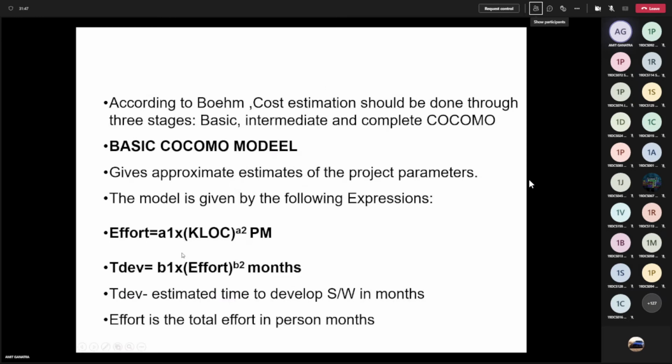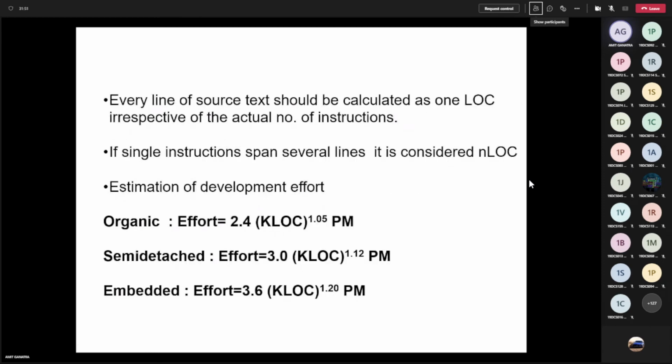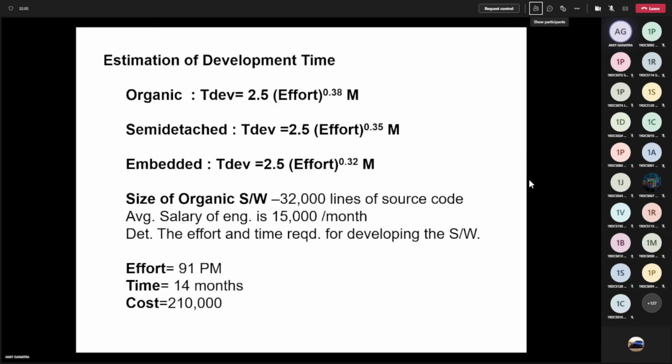This is the general template for the equations for effort and development time. Then for all the three categories, Boehm has given the equations without any justification for why the values have been considered, like 2.4, 3.6, 1.12. No justifications have been given. Then for development time also, for all the three categories of software, Boehm has proposed three different sets of equations. And this is the way you can calculate the cost by using the basic COCOMO model.